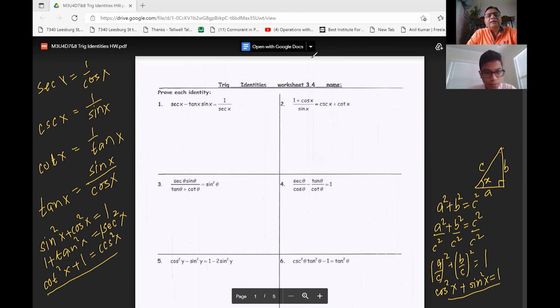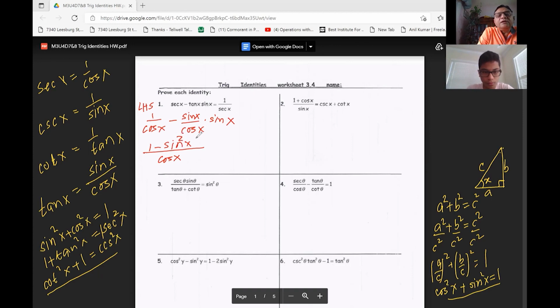The very first one: secant x minus tan x sine x is 1 over secant x. What you could do here is write them in sine and cosine. That is one of our strategies. So secant can be written as 1 over cos x, minus tan, which is sine x over cos x, times sine x. When you're trying to prove an identity, start from one side. Let's start from the left-hand side. Choose the side which is more complicated. The left side is more complicated. We get cos x as our denominator and 1 minus sine square x in the numerator.